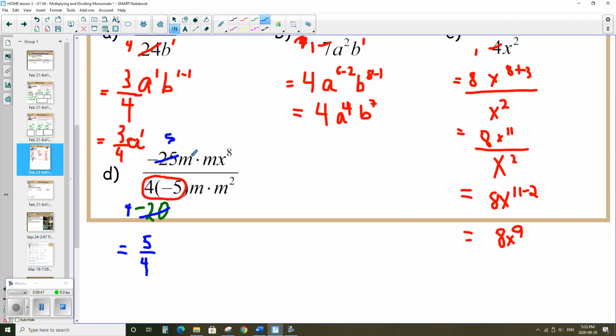And then what about my letters? At the top, we have an M1, another M1, and then X8. And at the bottom, M1 and an M2. So I'm going to take care of the top first. I'm going to add my exponents at the top for the m's.